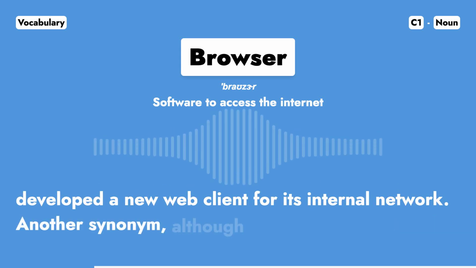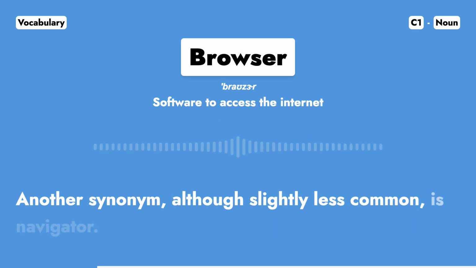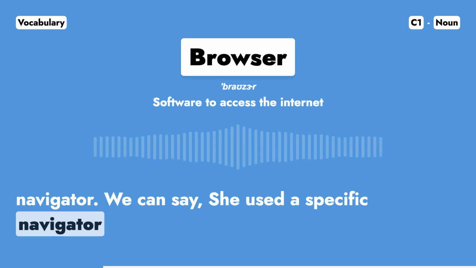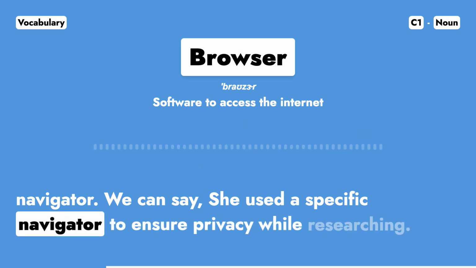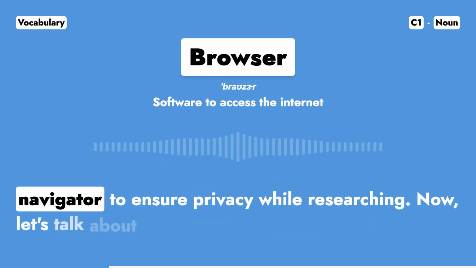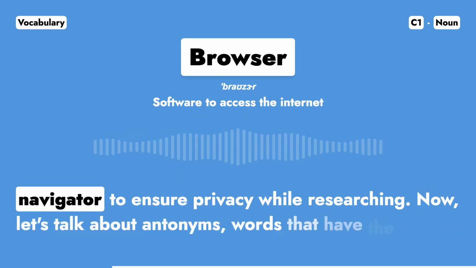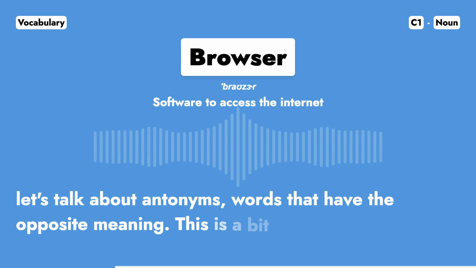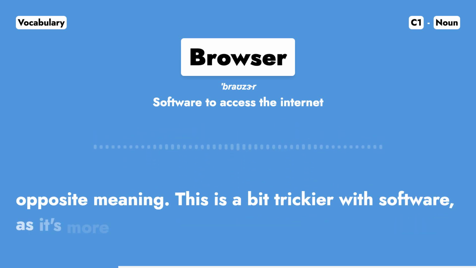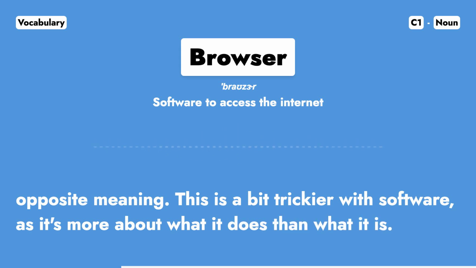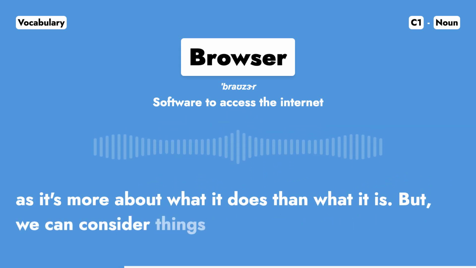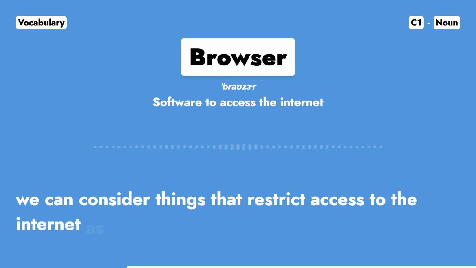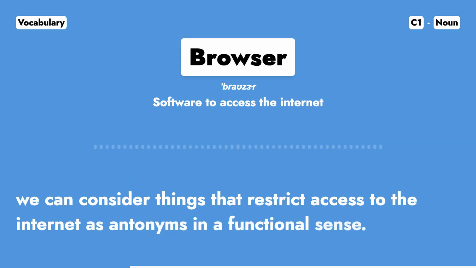Another synonym, although slightly less common, is navigator. We can say, she used a specific navigator to ensure privacy while researching. Now, let's talk about antonyms, words that have the opposite meaning. This is a bit trickier with software, as it's more about what it does than what it is. But we can consider things that restrict access to the internet as antonyms in a functional sense.